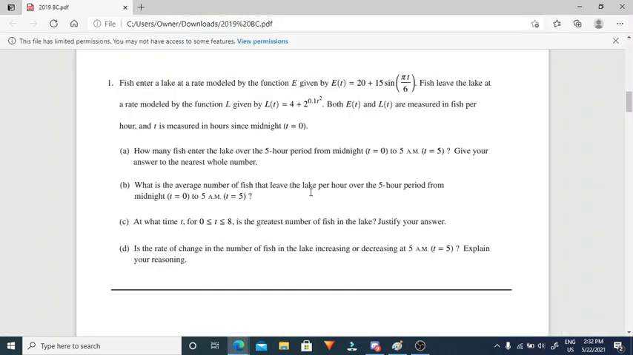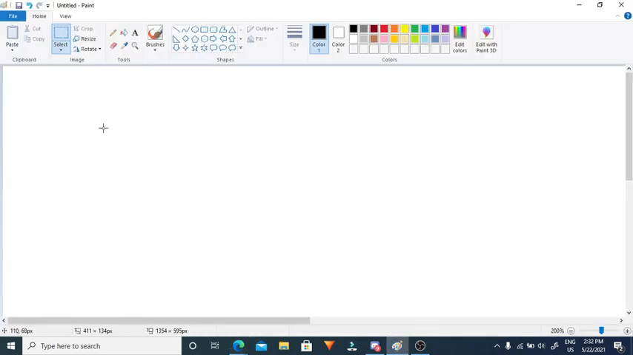Moving on to part C. At what time t for 0 is less than or equal to t is less than or equal to 8 is the greatest number of fish in the lake? So in order to find the maximums of a function, what we can do is take the derivative of the function and set that equal to 0. Because we know that maximums and minimums of a function, their derivative has to be 0.